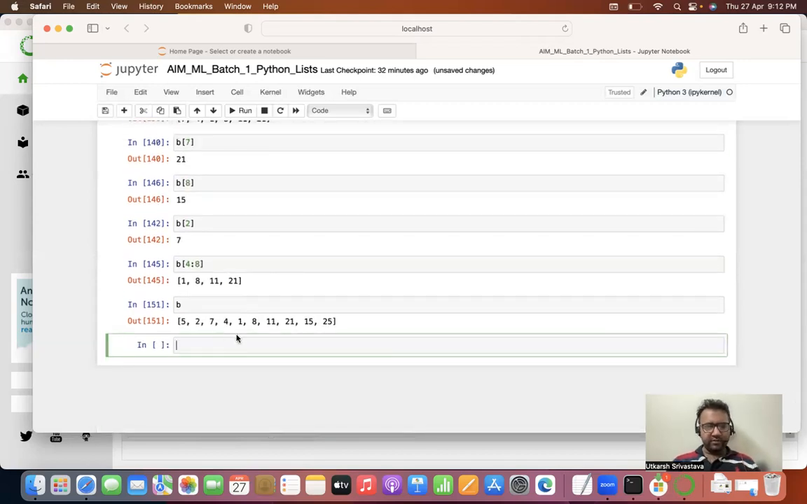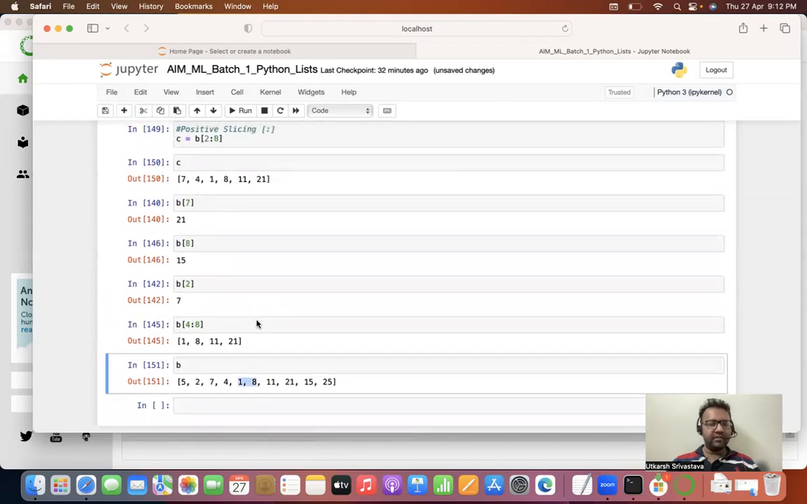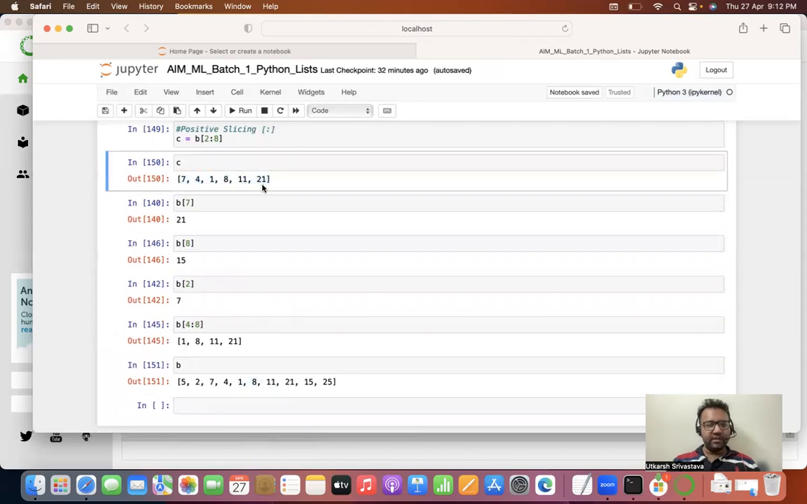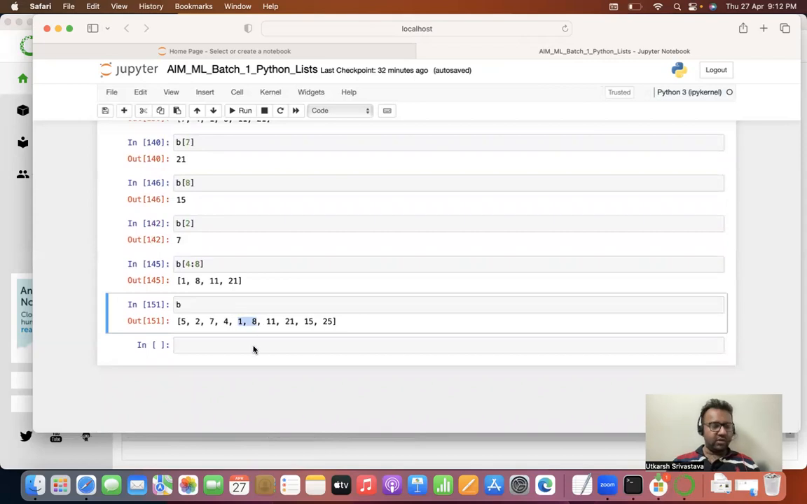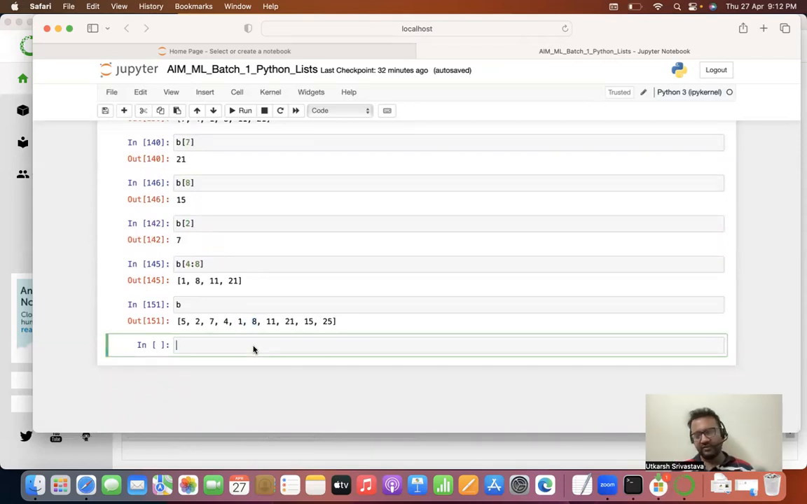So let us take a question. Let us say we have to print 1 and 8 only, two elements. We printed big elements, like 6 elements over here. Let us say we want to print only 1 and 8. So how will we do that? Using slicing only, because we studied positive slicing. So positive slicing. Tell me, write it in the chat.